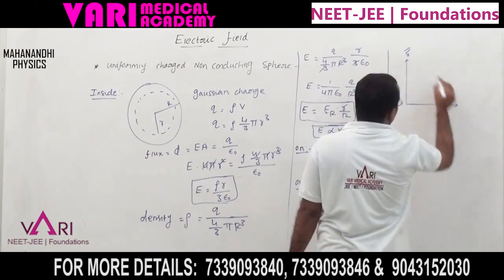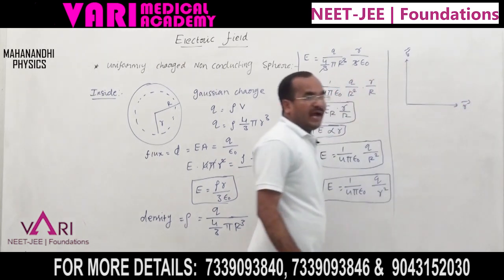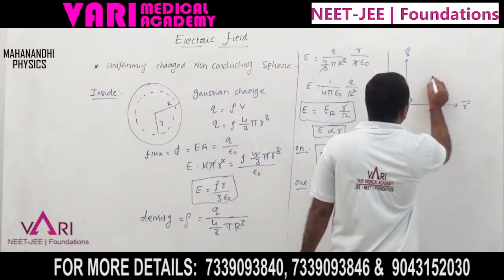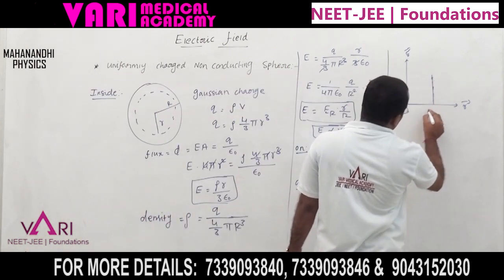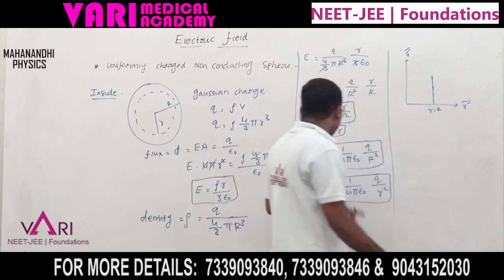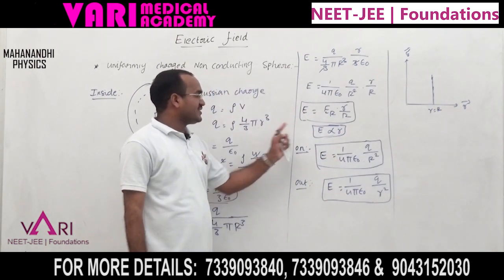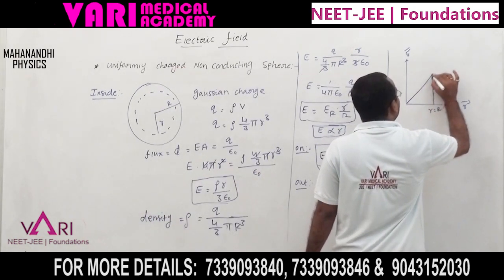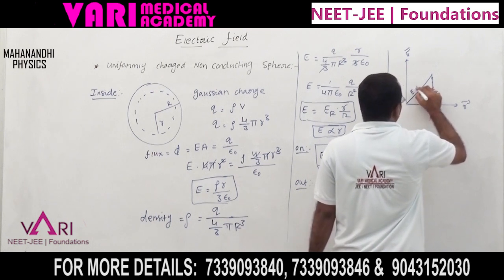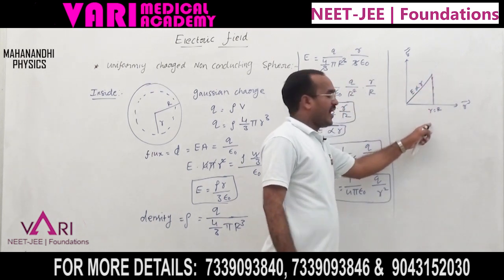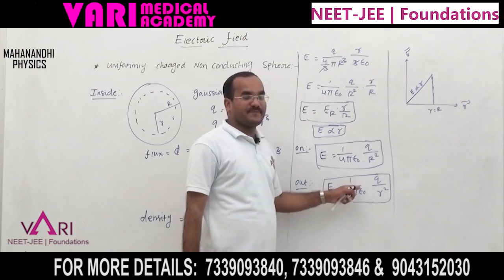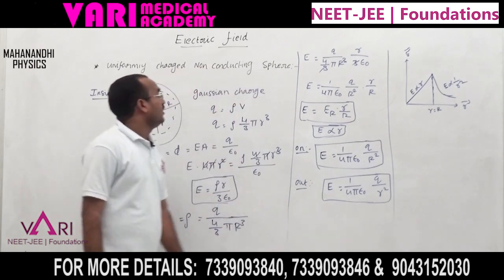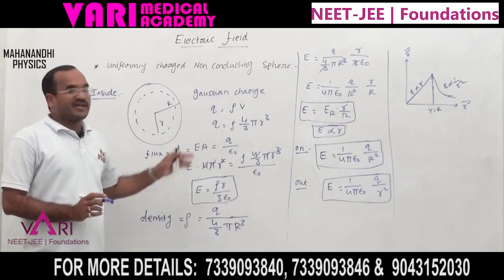Now the representation against radius. On the surface is the maximum electric field, at r equals R. Inside, the electric field E is directly proportional to r, starting from the center. Outside, E is inversely proportional to r square. These are the explanations of the uniformly charged non-conducting sphere.